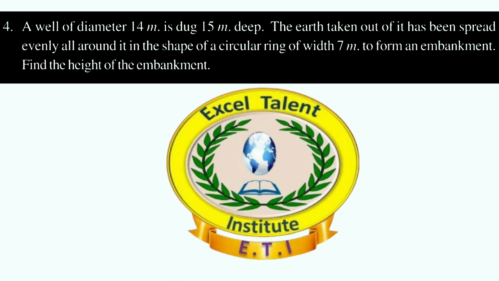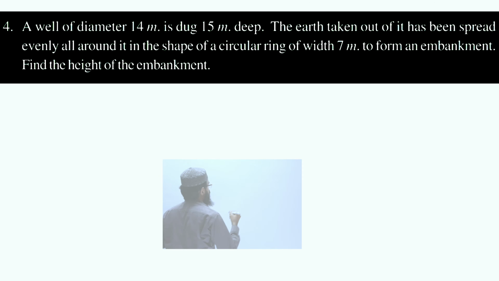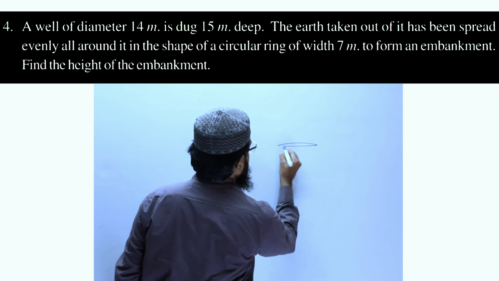Fourth problem: a well of diameter 14 meter is dug 15 meter deep. So there is a well whose diameter is 14 meter. Diameter means the line which is passing through the center, and it is 14 meter. The depth of the well is 15 meter.